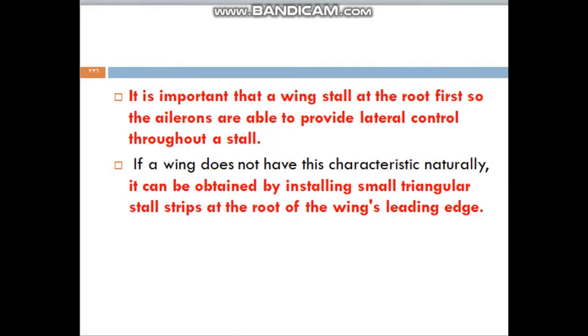It's important that a wing stall at the root first so the ailerons are able to provide lateral control throughout a stall. If a wing doesn't have these characteristics naturally, it can be obtained by installing small triangular stall strips at the root of the wing's leading edge. And we talked about that in the last videos.